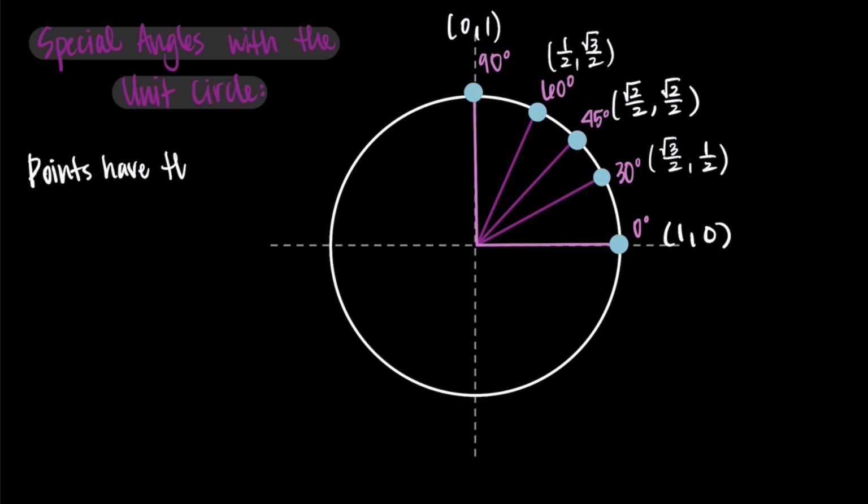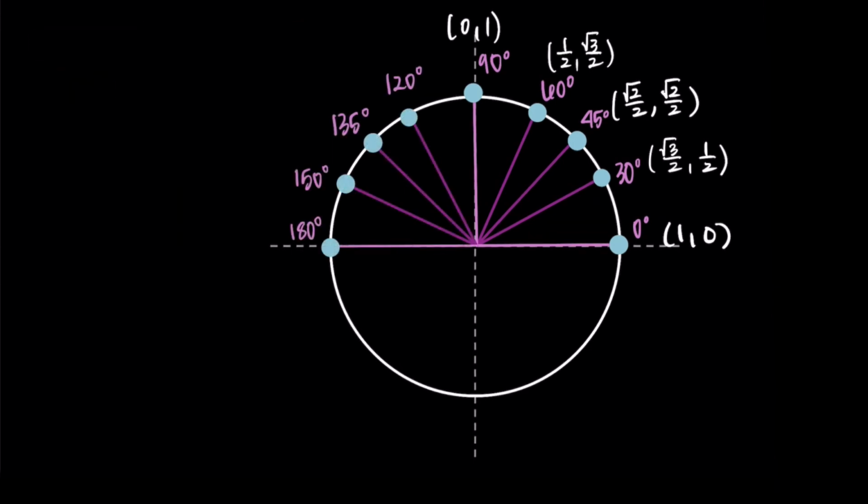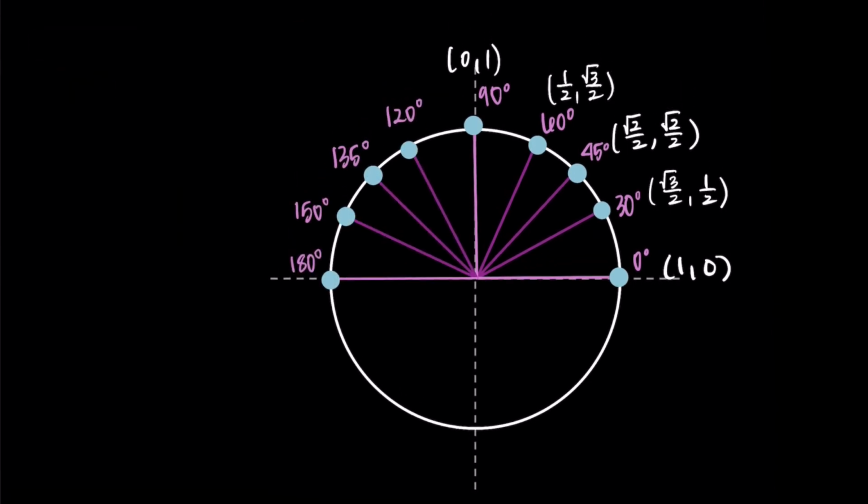Remember here that points have the form cosine of theta, sine of theta, where cosine is the x value and sine is the y value. If we look now at Quadrant 2, I know that across from 0 is 180 degrees, that's our pi, halfway around the circle. Then to match the 45 degrees in Quadrant 1, I have 135 degrees. You can imagine taking 45 plus 90 and getting 135.